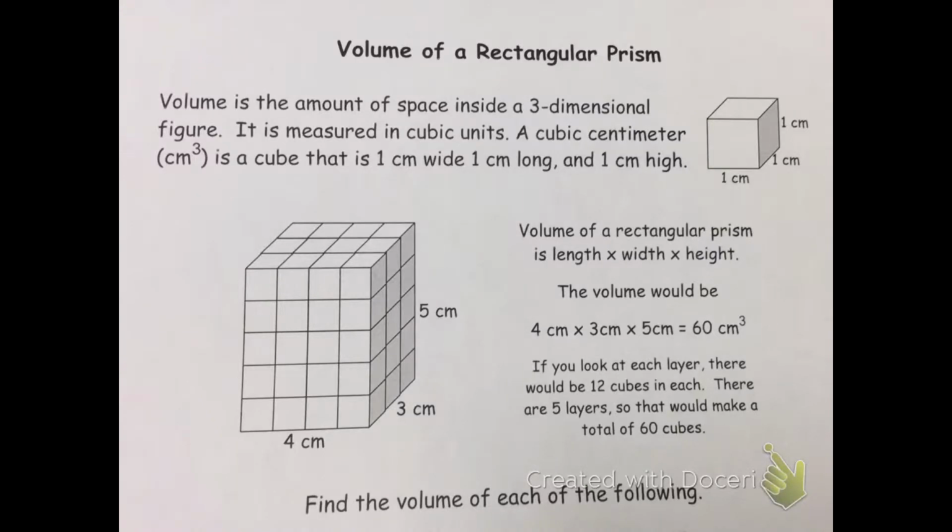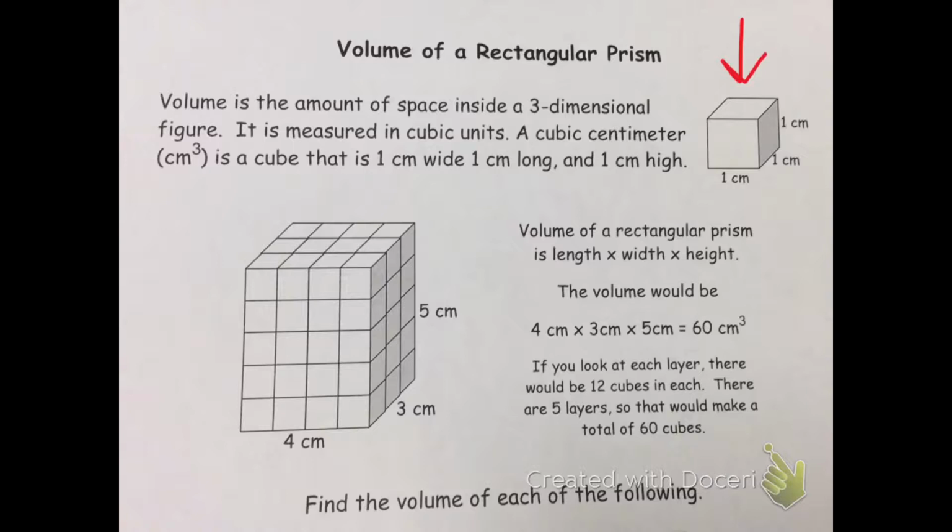Volume of a rectangular prism. Volume is the amount of space inside a three-dimensional figure. It is measured in cubic units. A cubic centimeter, or cm³, is a cube that is 1 centimeter wide, 1 centimeter long, and 1 centimeter high, as seen here. The volume of a rectangular prism is length times width times height.